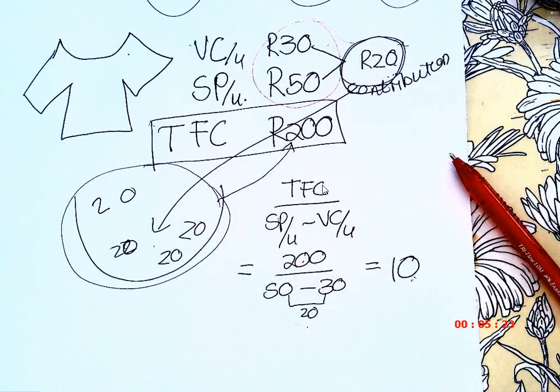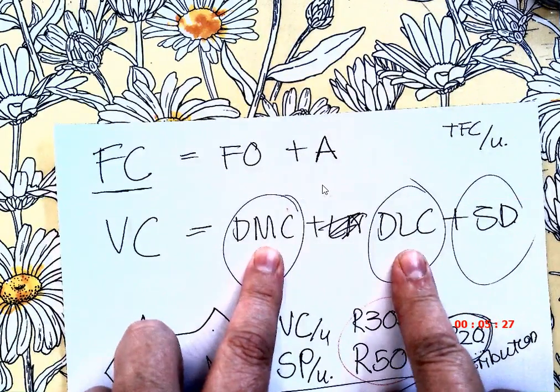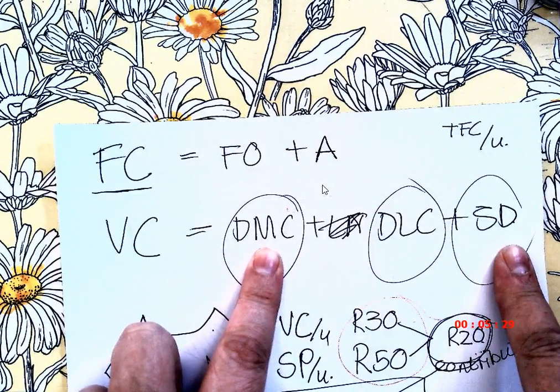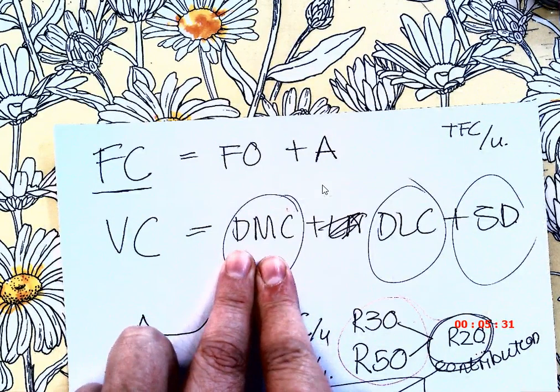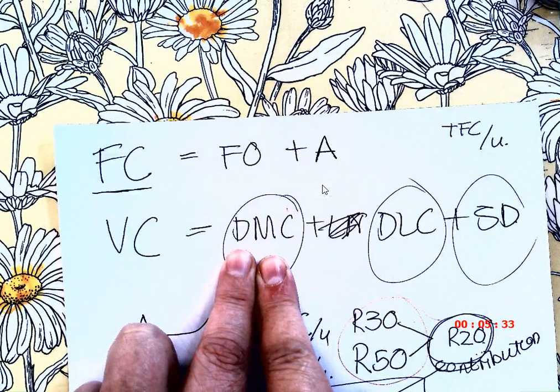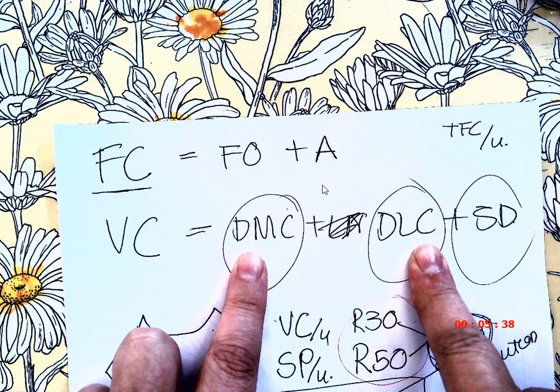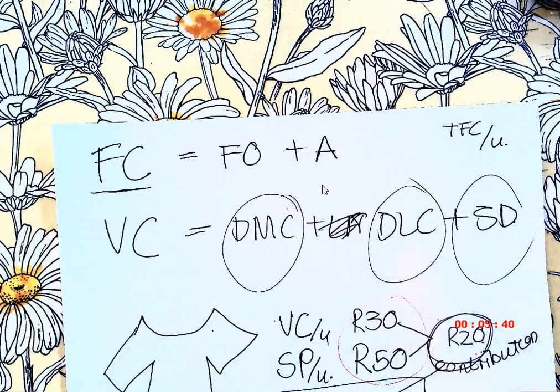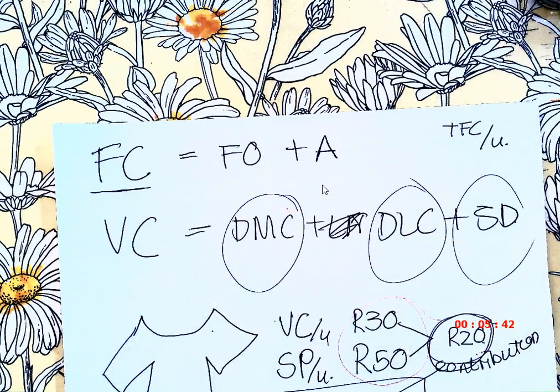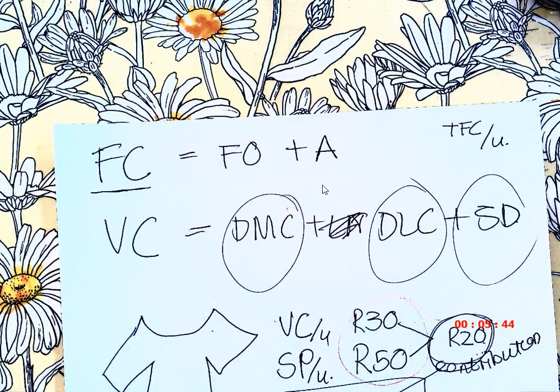And what's your variable cost? We said material, labor, sales and distribution. So that's why we want cheaper material. Right? That's why we want workers to be more productive. Because if a worker is more productive, the labor cost per unit is going to go down.